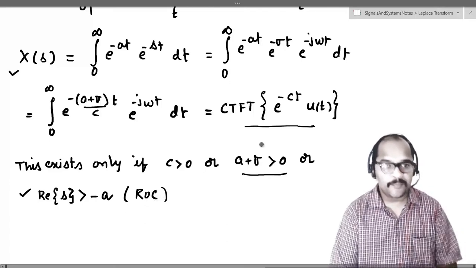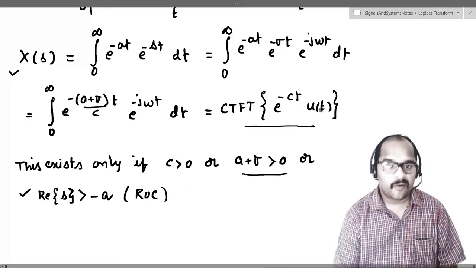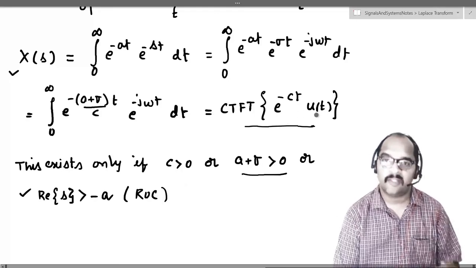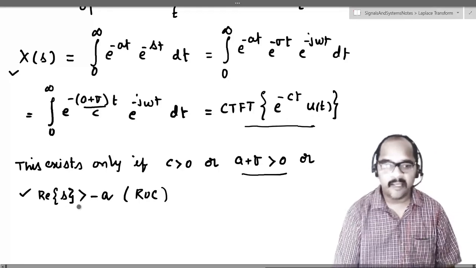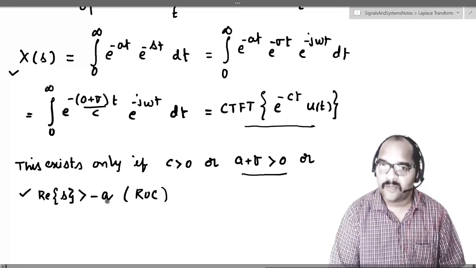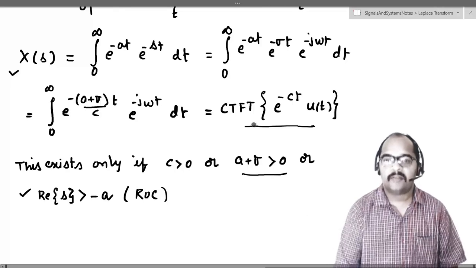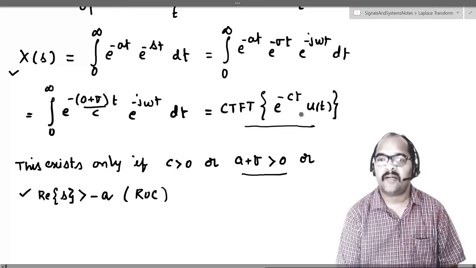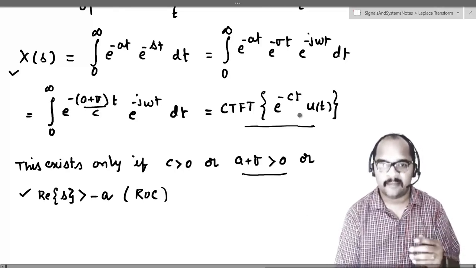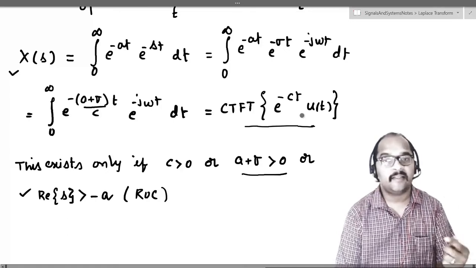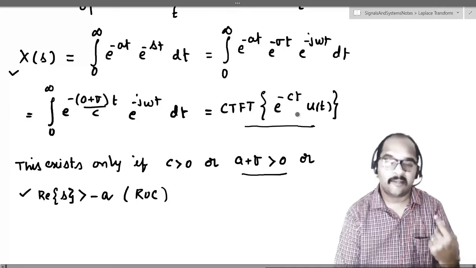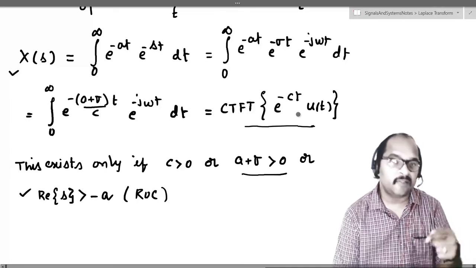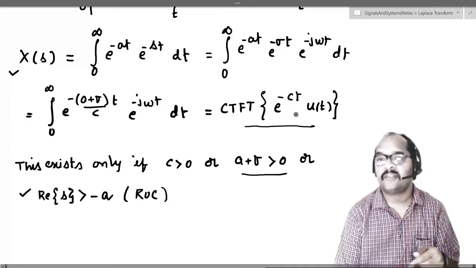Okay, right, I repeat, the Fourier transform of e power minus ct u of t exists only if c is greater than 0. Indirectly, the real part of s should be greater than minus a. So the CTFT of e power minus ct u of t exists implies who will exist? Our Laplace transform X of s exists. X of s exists means what? It means it will converge. So when will X of s converge?